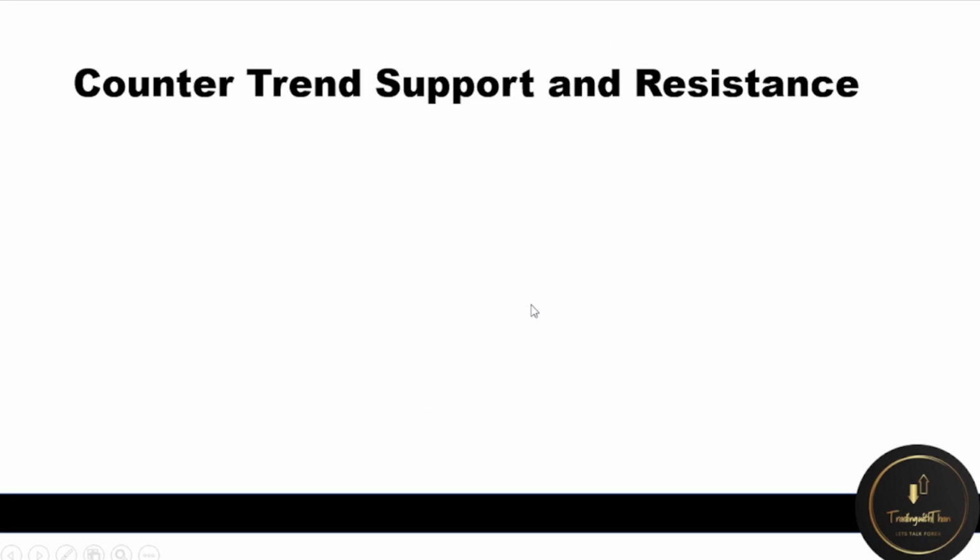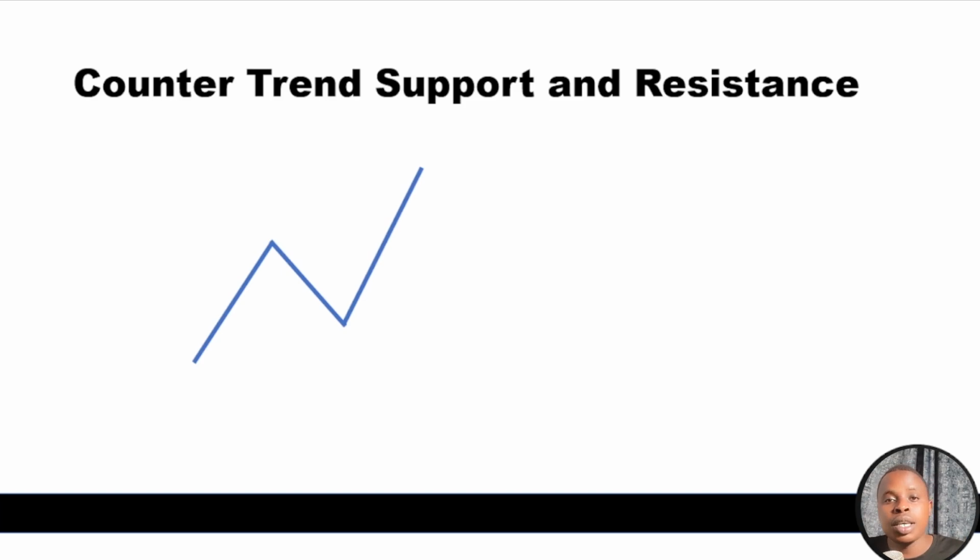You can trade these zones in two ways. You can reverse the trend, or you can do trend continuation. I want to show you the best strategy on these zones, which is called counter trend support and resistance. The way this happens is, let's say you see the market moving in an uptrend like this.